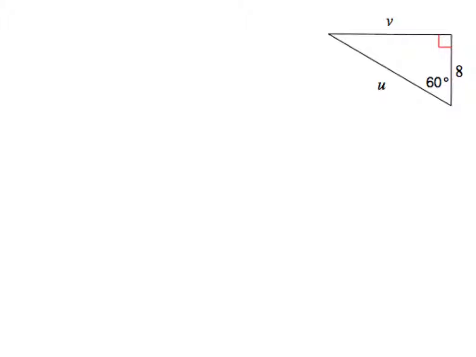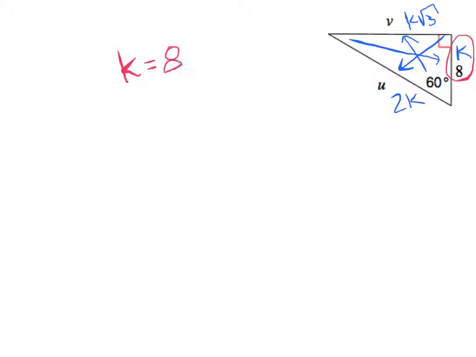Identify the triangle. 30, 60, 90. So let's go ahead and write in our K statements. Across from the 60, we know that that is K times the square root of 3. Across from the 30, we know that that is K. And across from the 90, we know that that is 2K. Ooh, I like this one already. We know that 8 and K are the same thing, so we know that K equals 8. I've got one side done.